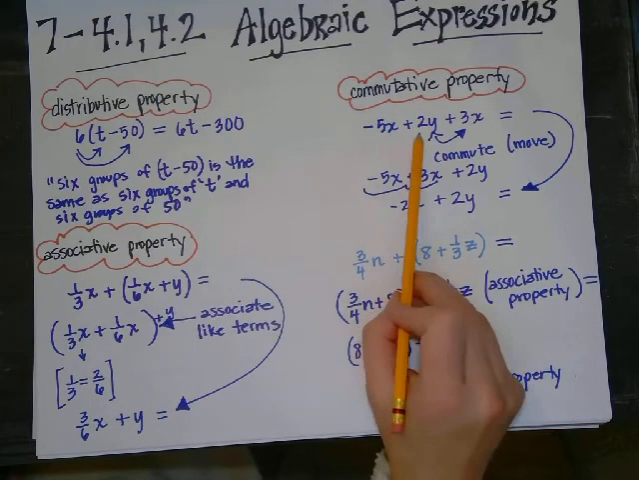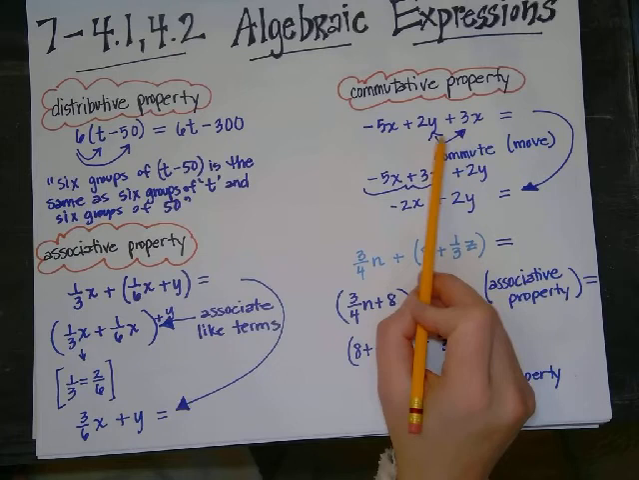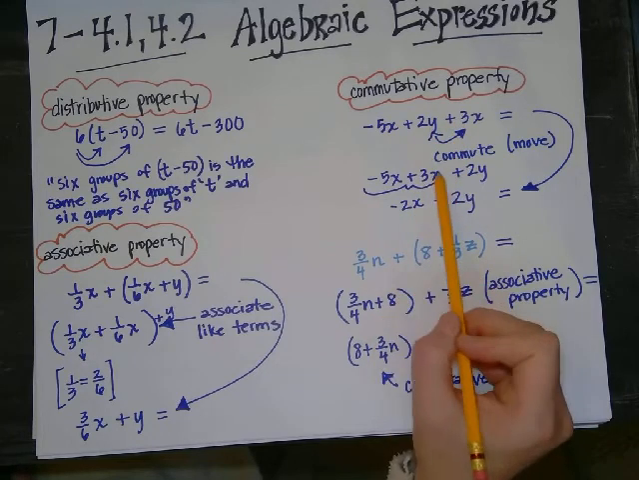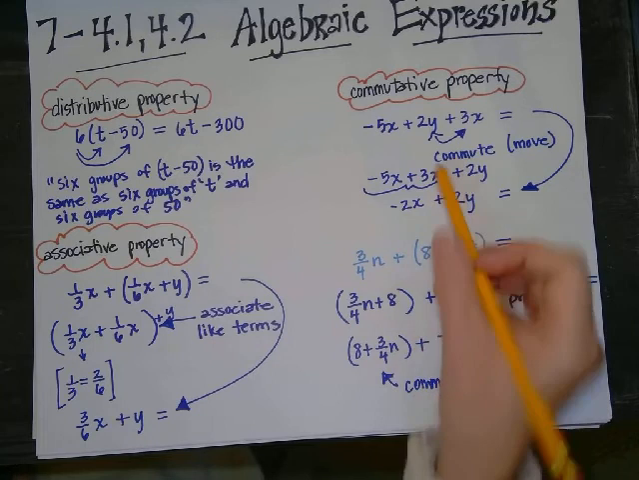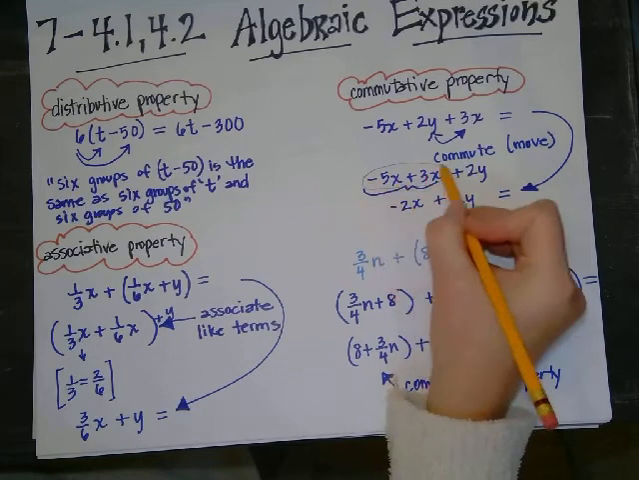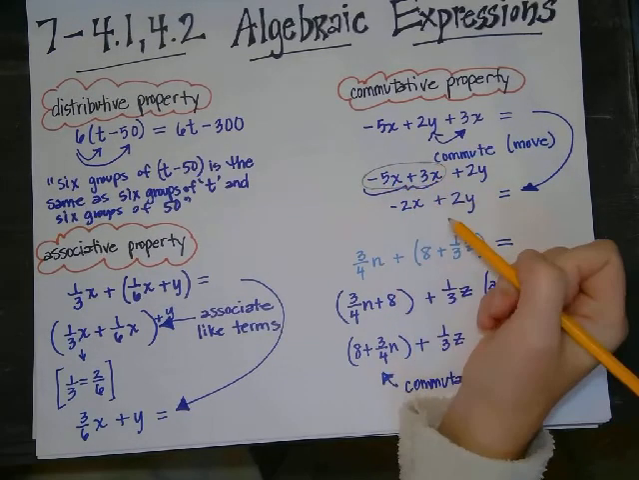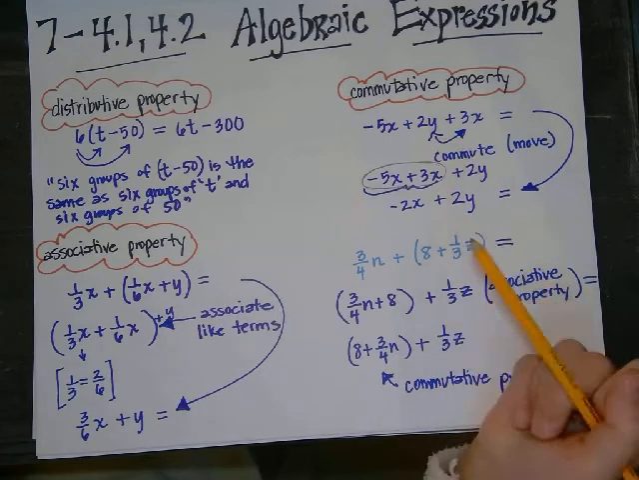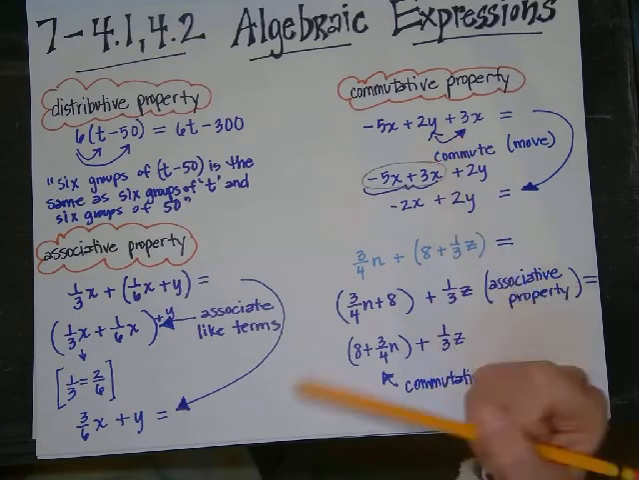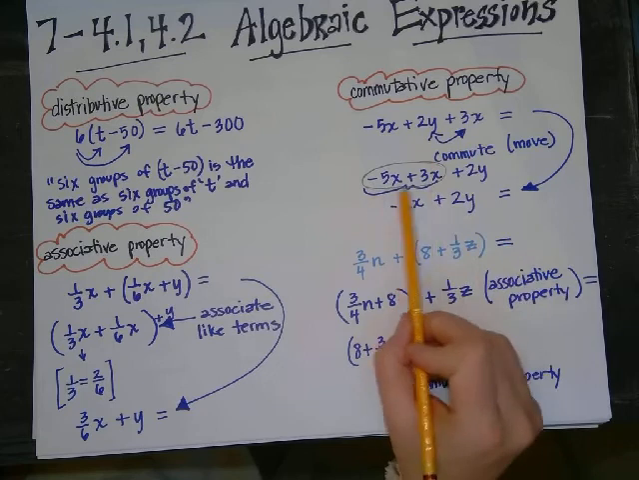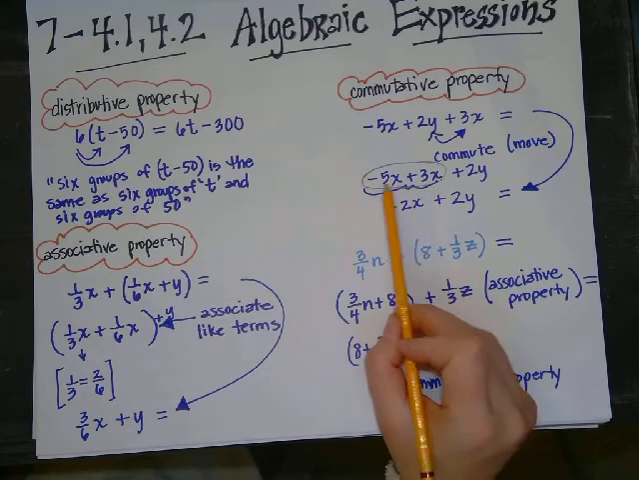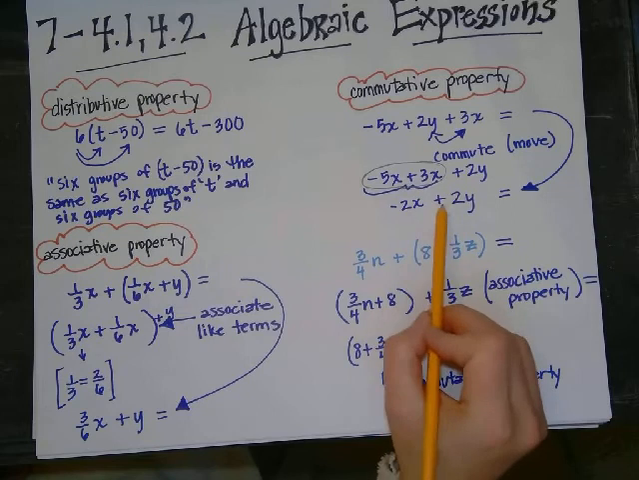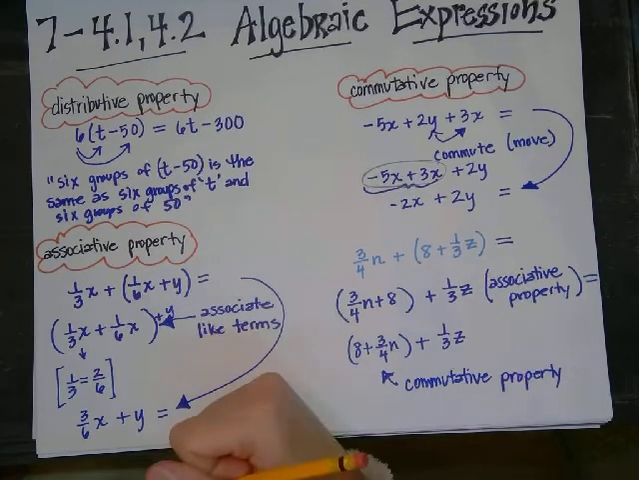So we have negative 5x plus 2y plus 3x. I want to move the 2y and the 3x. I want to move those places so that I can more easily see that I can combine these like terms right here, the negative 5x plus 3x. And so I can just simply move those or commute those two parts of my equation. Now when I combine like terms, they're right next to each other. Negative 5x plus 3x, I get negative 2x and then plus 2y.